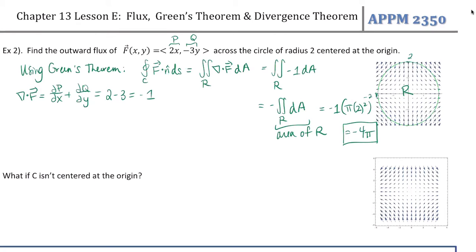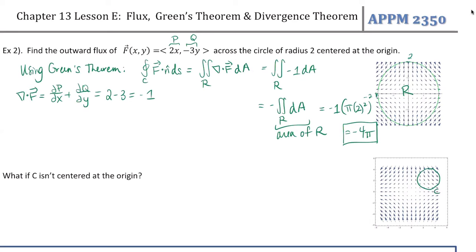What if C isn't centered at the origin? So let's revisit. I've now zoomed out this vector field so you can see our original circle of radius 2 would be sitting right here. But what if we shifted that and wanted to know what the net outward flux was, say, if I moved it to here in the vector field?